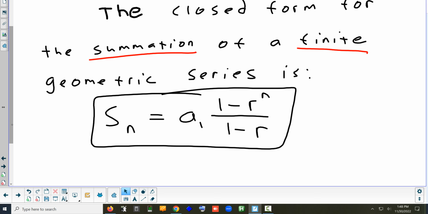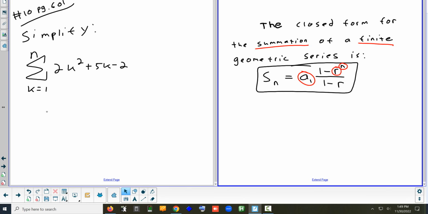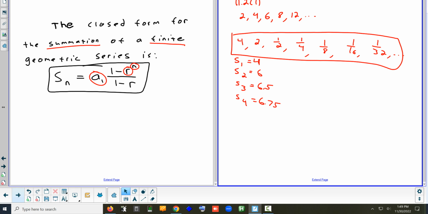This is the formula for adding up terms in a geometric sequence. You need to know 3 things. What's the first term in the sequence you're adding up? What are you multiplying by each time to get from one term to the next? And how many terms do you want to add up? You want to add up the first 2, first 3, first 4, first 5? How many do you want to do? So we're going to try that formula on this problem.